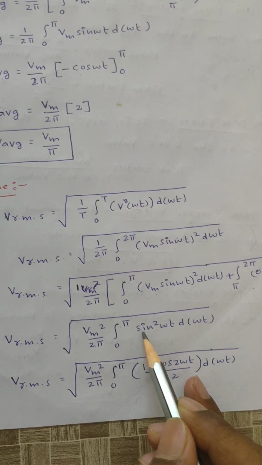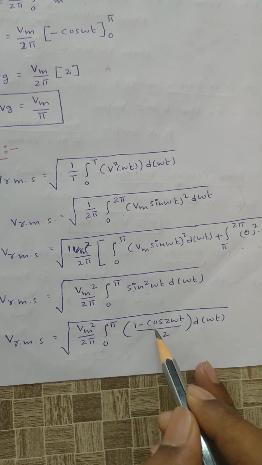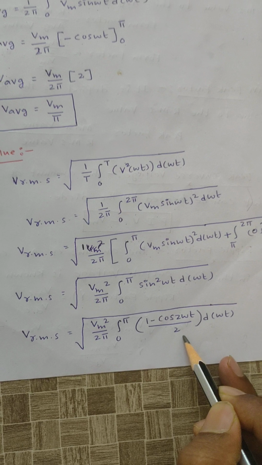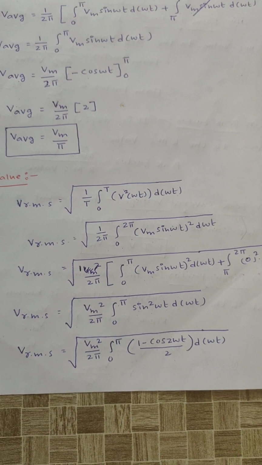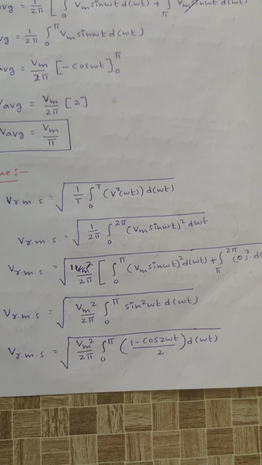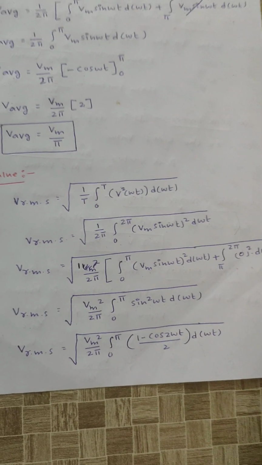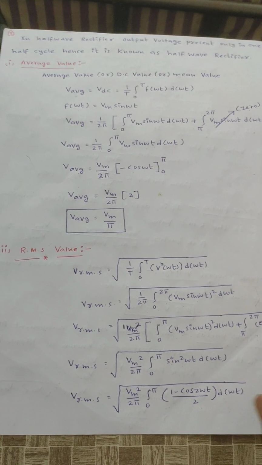Okay, we don't have a formula for integrating sin square omega t, right? Hence I can write it as (1 minus cos 2 omega t) by 2. That is, Vrms is equal to the square root of Vm square by 2 pi, integration from 0 to pi of (1 minus cos 2 omega t) by 2 into d omega t.